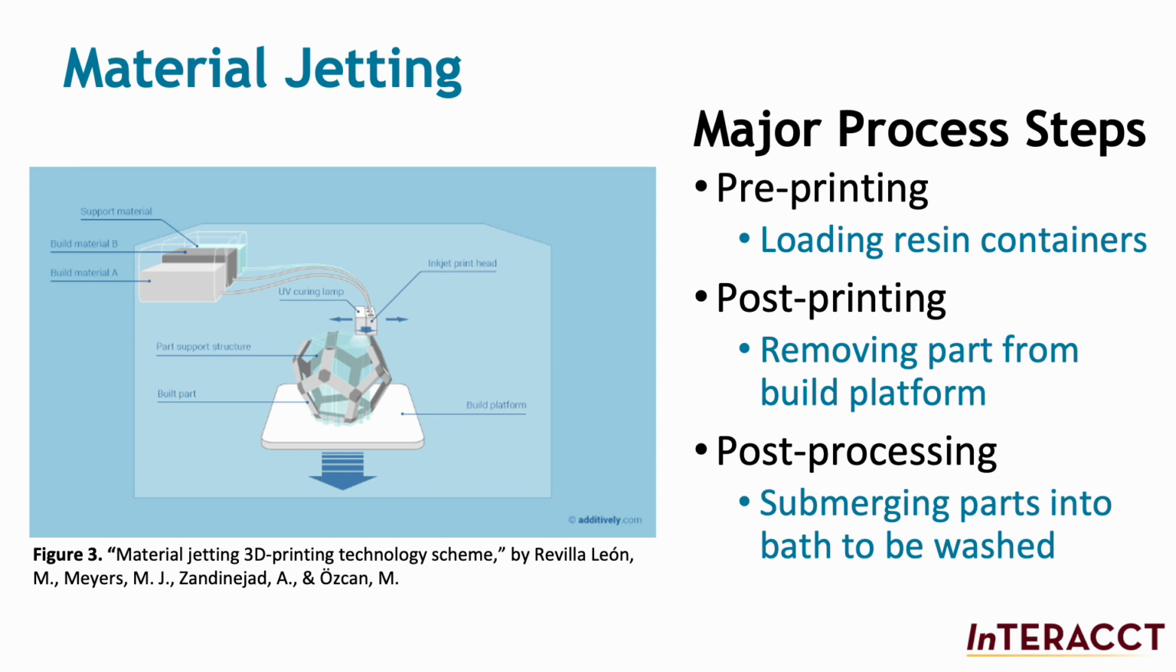Major process steps related to potential exposure to health hazards include pre-printing, when the resin is loaded into containers, post-printing, when the part is removed from the build platform, and post-processing, when the parts are submerged into the batch to be washed.